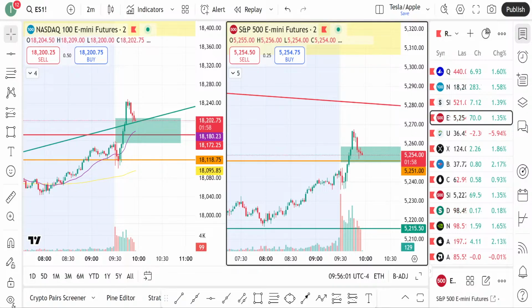Just continuing to wait here as we wait for this price to move. Want to see some buyers stepping in here. Want to see some strength. Strong green candles, guys. Strong green.